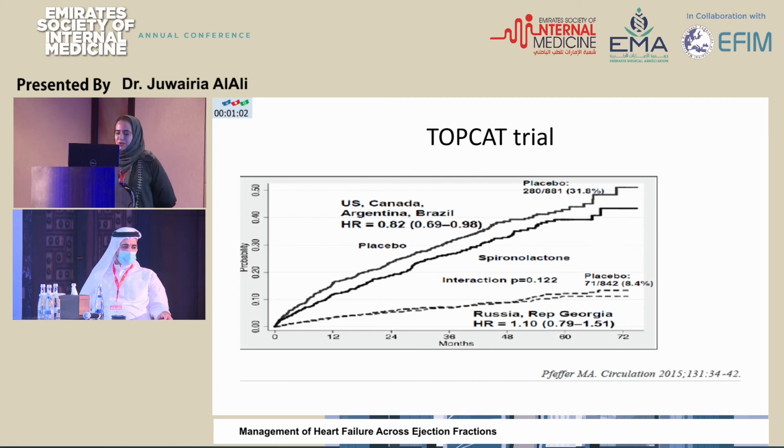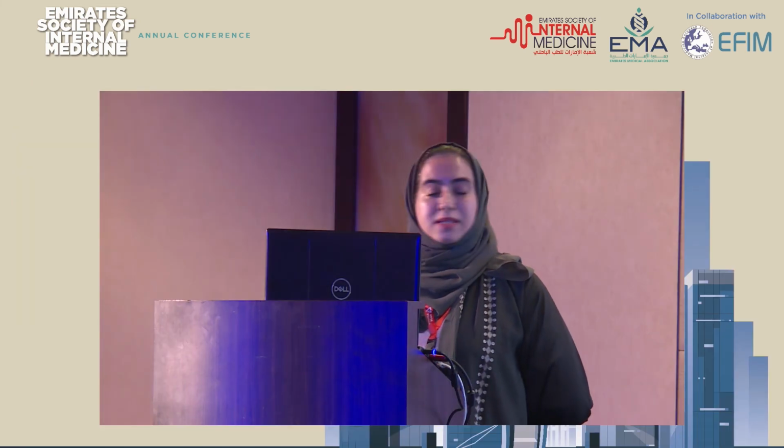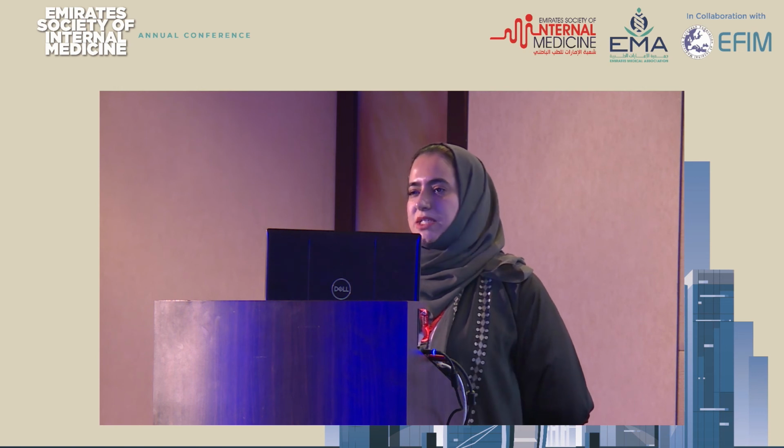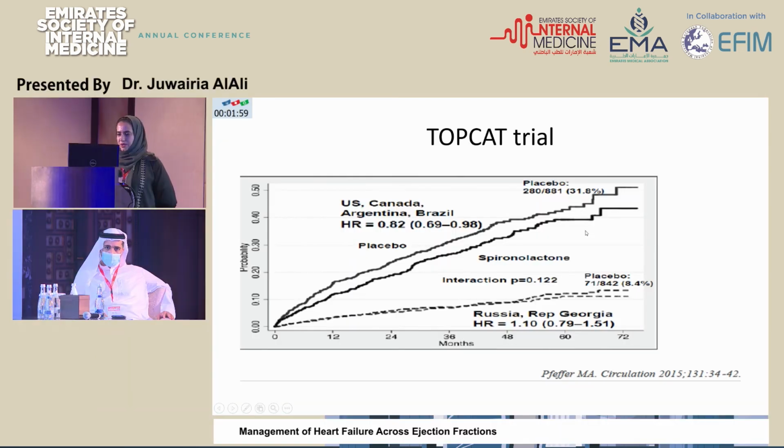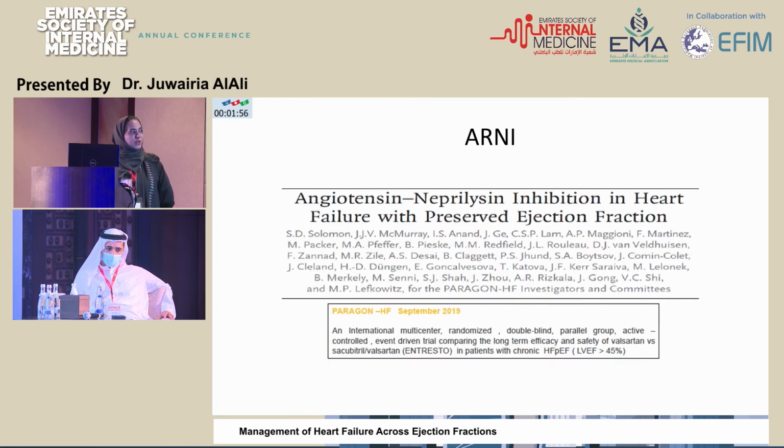TOPCAT is not a new trial. It's been a while since it came out. It studied spironolactone in patients with preserved ejection fraction. The problem with TOPCAT is there was a difference in outcomes depending on the inclusion center. Patients who were included from Russia and the Republic of Georgia did not show any benefit, but patients who were included from the United States and Canada and Argentina and Brazil showed an improvement in outcome. This heterogeneity was thought to be related to the diagnosis of heart failure with preserved ejection fraction. So it is part of the ACC recommendation, but it's not part of the European recommendation.